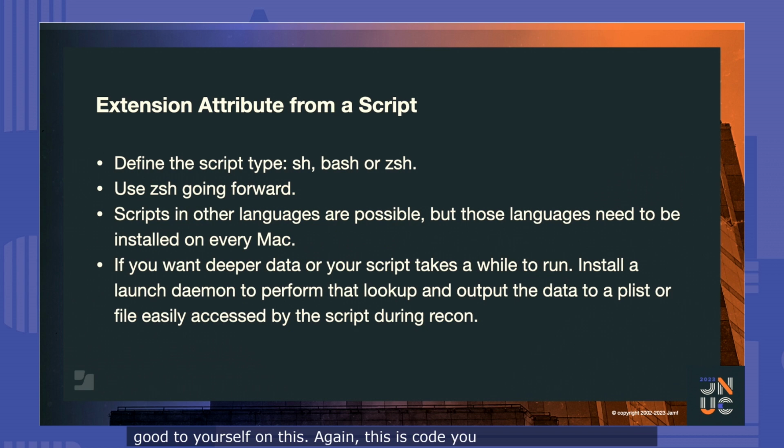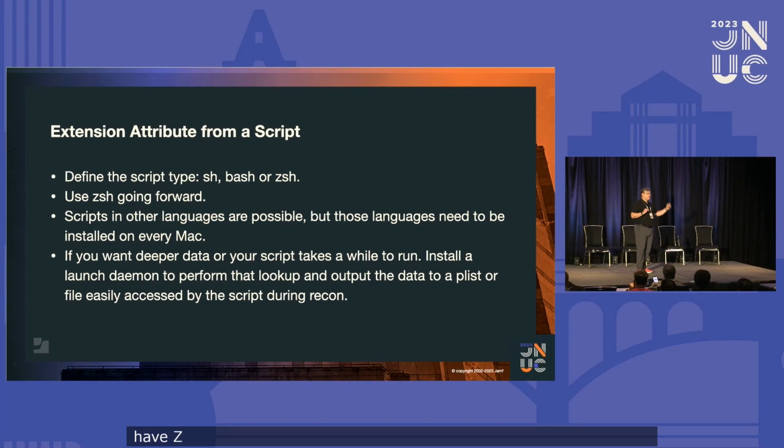Okay, so let's go over some more little variables and things. Define the script, again. You should do that. You probably have Z shell picking it up by default. If you want it to be something else, then declare it as such. Scripts in other languages are possible. I'm not going to go over that because it fits the same need: it has to be on every machine, and it has to be the version you need on every machine. So if you're using it, that's fine. There's completely valid and great examples in Python, Ruby, whatever.